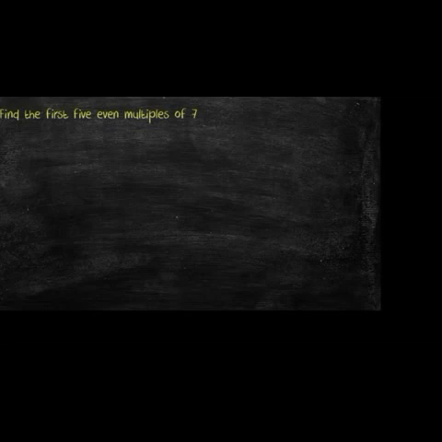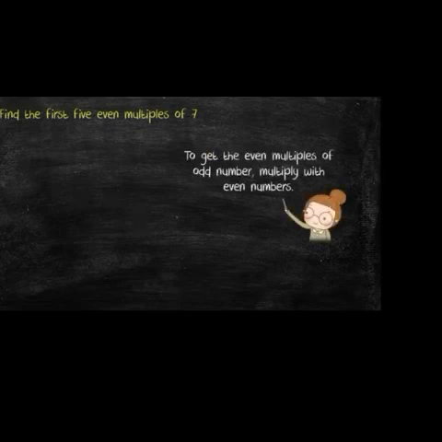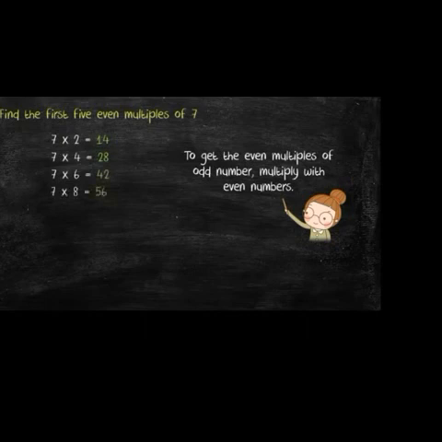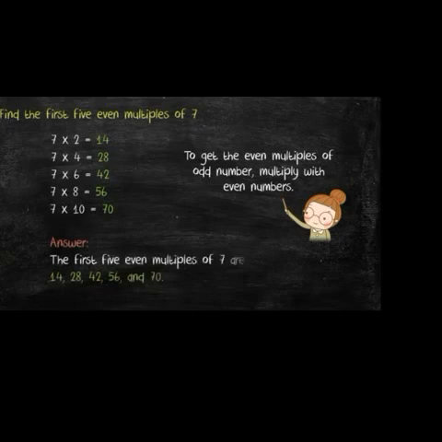Find the first 5 even multiples of 7. To get the even multiples of an odd number, multiply with even numbers, such as 7 into 2 equals 14, 7 into 4 equals 28 and so on. So the first 5 even multiples of 7 are 14, 28, 42, 56 and 70.